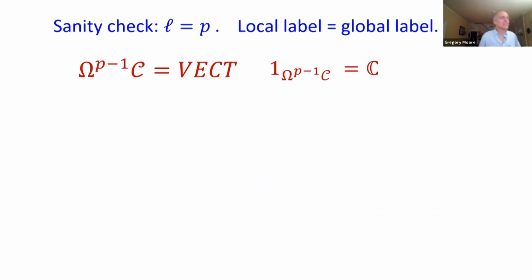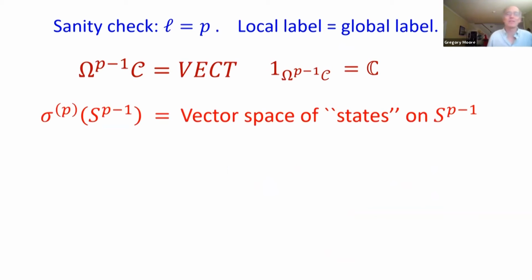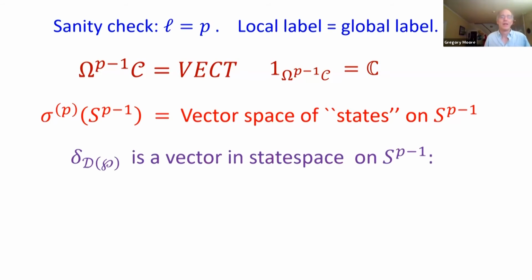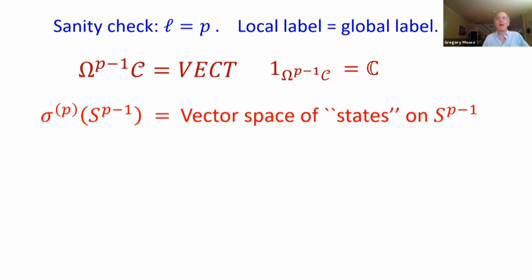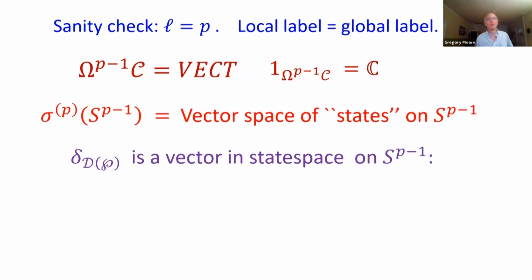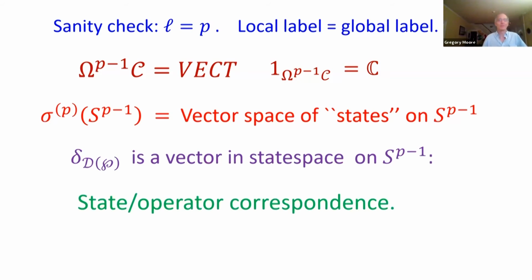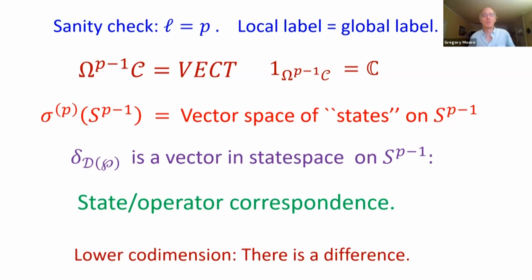And the unit, I said, in the one category of vector spaces is the one-dimensional complex vector space. And the value of the field theory on S^{p-1}, we already discussed, is the vector space of states on the sphere. So what is something in Hom from C to that vector space? It's a vector in that vector space. So the global label, the local label, is a vector in the state space on the sphere. And that's well known to physicists. It's called the state-operator correspondence. So, okay, things are working well there.